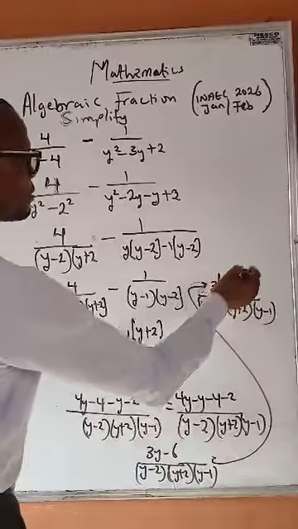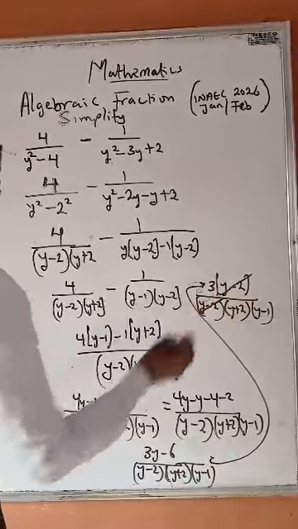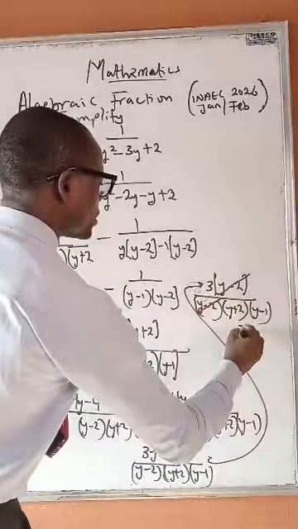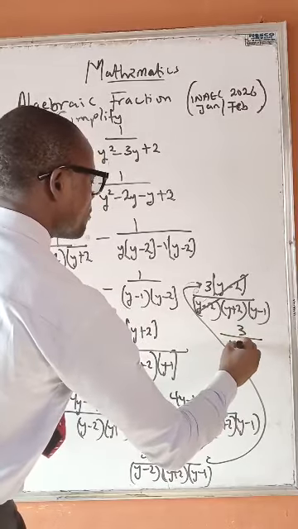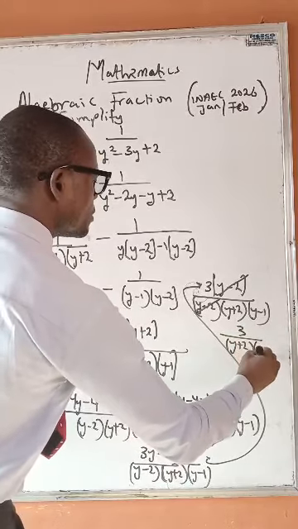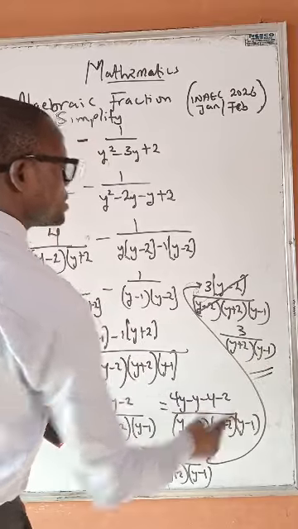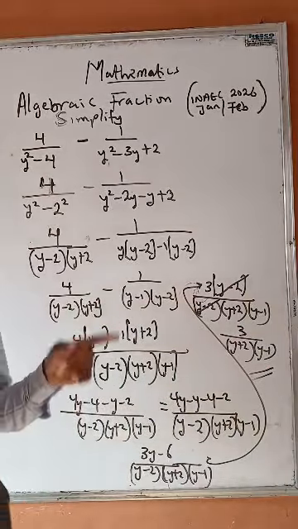You will discover that y minus 2 will cancel my y minus 2. You are now left with 3 over y plus 2, then y minus 1. That's the correct answer. I hope you understand.